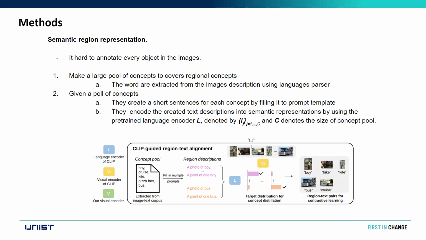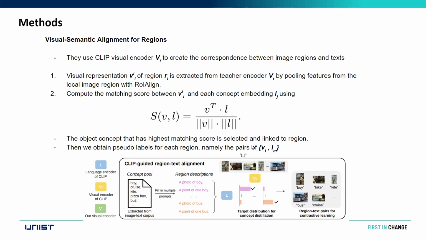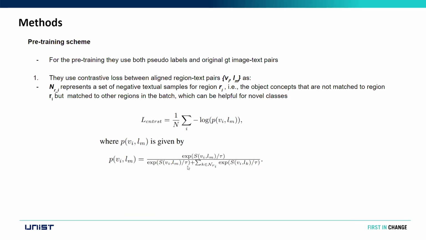So they use the pre-trained CLIP visual encoder to find the correspondence between image regions and the prompts made from the concept pool. They compute the matching score, and then pair the region and the prompt which had the highest matching score. That's how they make the pseudo labels. And then they do pre-training to train their own regional visual encoder.